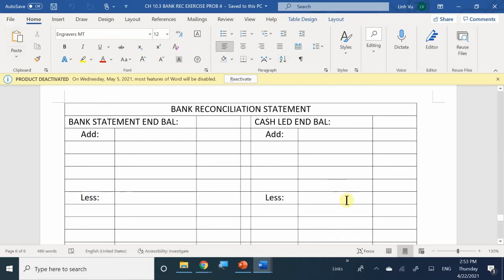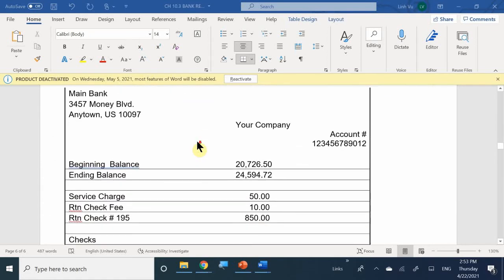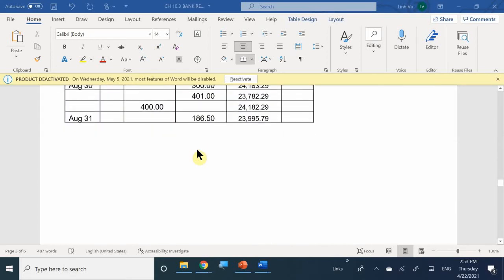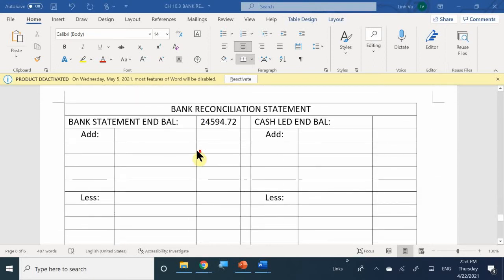So we're going to do left and then the right side. First thing we're going to do is the ending balance. It's $24,594.72. Okay, just double checking with you guys. Good. Ending balance should be located on your bank statement right here. So what's the first thing I'm going to be adding to my bank side?